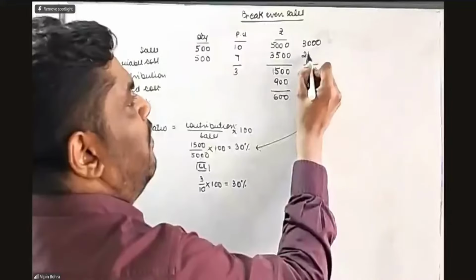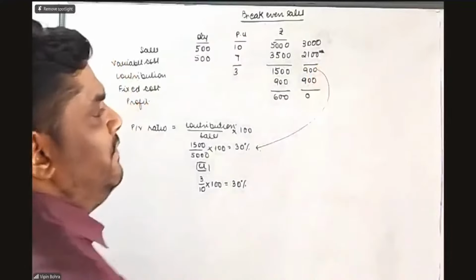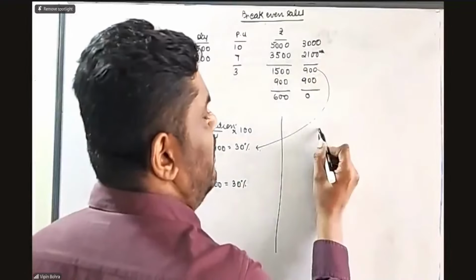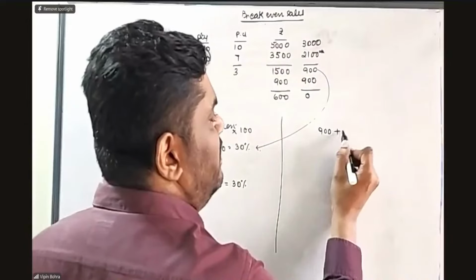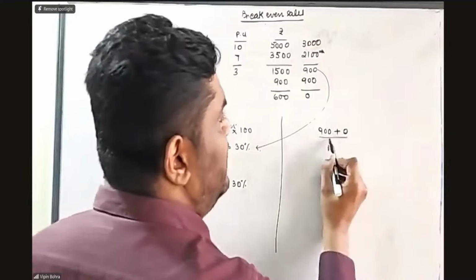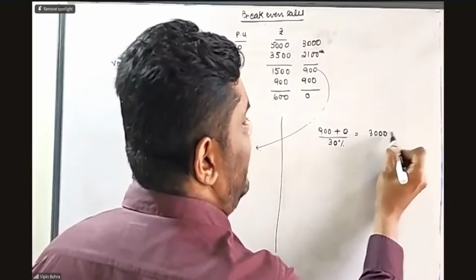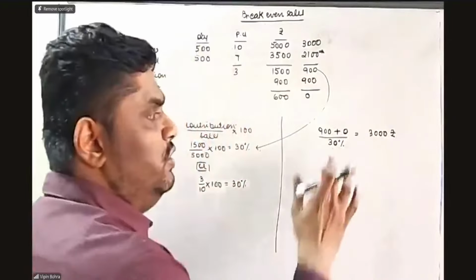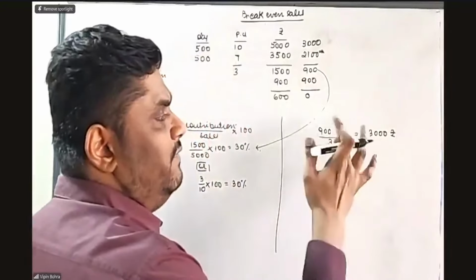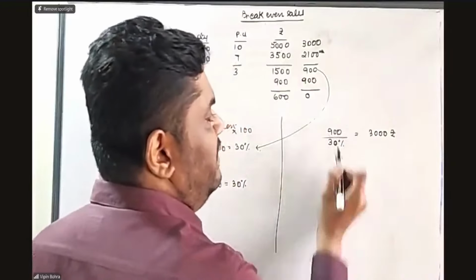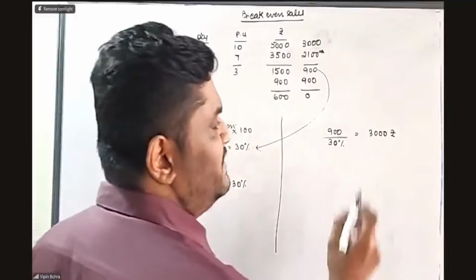3,000. This will be my balancing figure. Again, what I actually did: my fixed cost was 900 plus my profit was 0, divided by 30%. This 3,000 rupees was my break-even sales. So you can ignore 0 straight away. So 900 divided by 3,000 rupees, that is what?